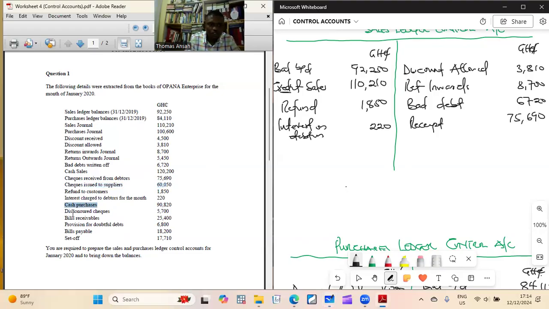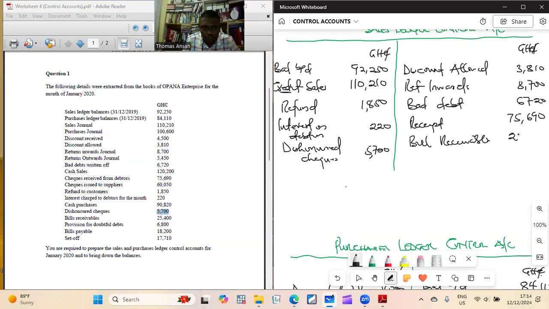Cash purchases we are not interested in. Dishonored checks, where do we keep it? So probably it's part of this, and we are dishonored. And please, this one, you have to be very vigilant. Sometimes it has to be specific. Customers' checks dishonored. So dishonored checks, that is 5,700. All right. Do I have it correct? That is it. Bills receivable is like a draft, which is meant to reduce the figure.